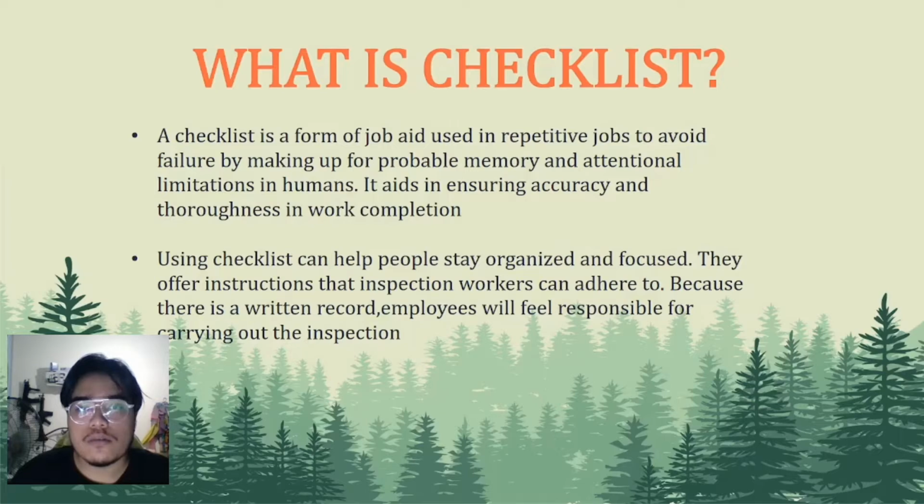So, what is a checklist? A checklist is a form of job aid used in repetitive jobs to avoid failure by making up for probable memory and attentional limitations in humans. It aids in ensuring accuracy and trueness in work completion. Using checklists can help people stay organized and focused. They offer instructions that inspection workers can adhere to. Because there is a written record, employees will feel responsible for carrying out the inspection.